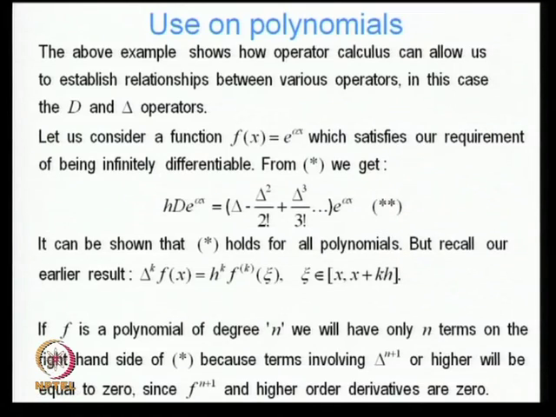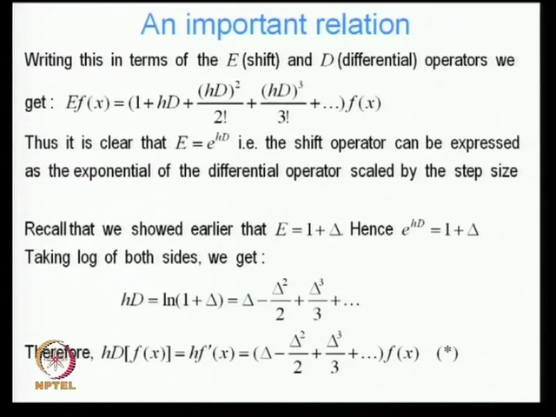Recall our earlier result, del k f of x is equal to that. If f is a polynomial of degree n, we are going to have only n terms on the right hand side of star. So, that is one saving.